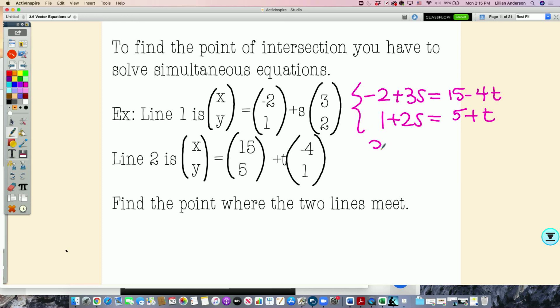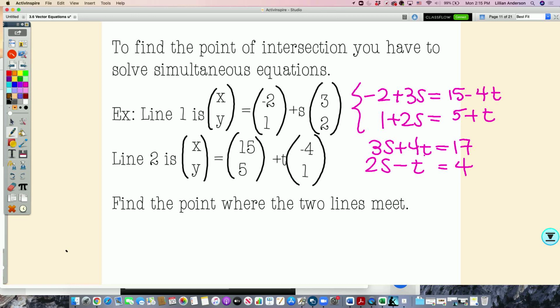I'm going to go ahead and add over my 4t, and then add over 2. And then here I'm going to subtract over t, and then subtract over the 1. So that's what those two equations simplify down to be. Which variable do you want to eliminate?